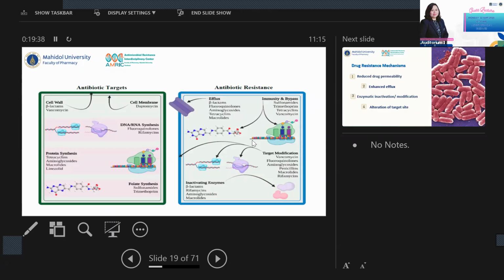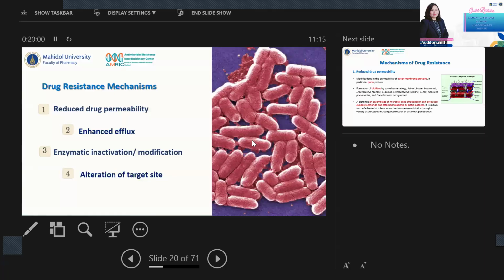We used to talk about protein synthesis, DNA synthesis, cell wall, maybe disrupt cell membrane. So those are the targets of the antibiotic. The bacteria also have resistance methods to get away from these targets. Okay, so I think we can say that there are four main ways that bacteria can become resistant to the drug. First is reduce drug permeability.